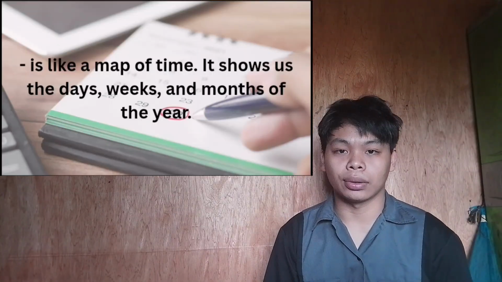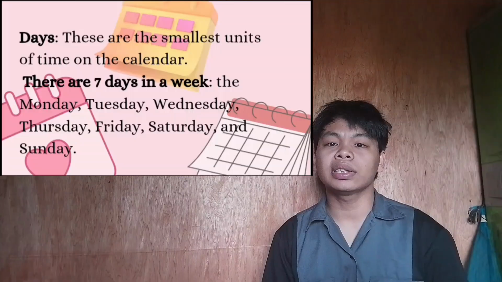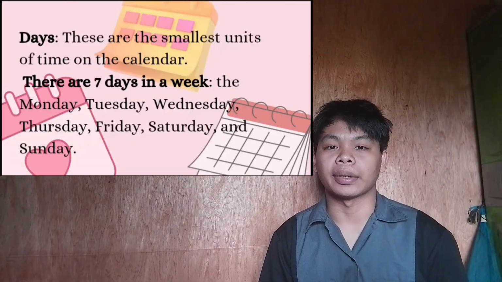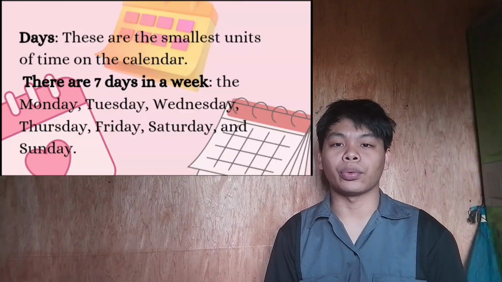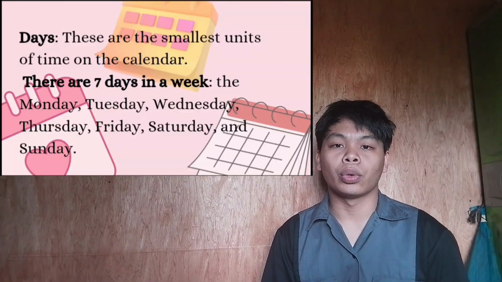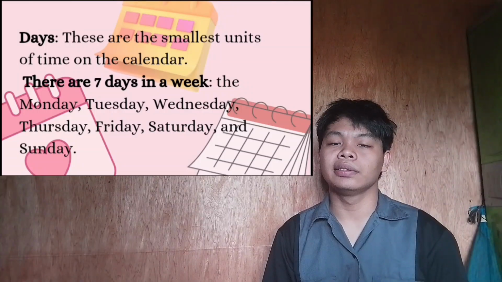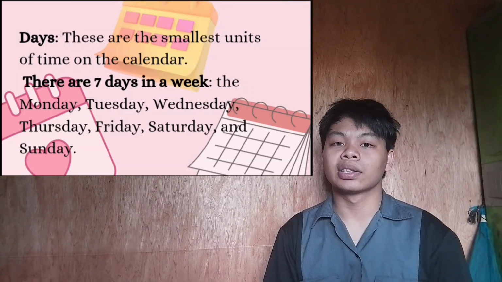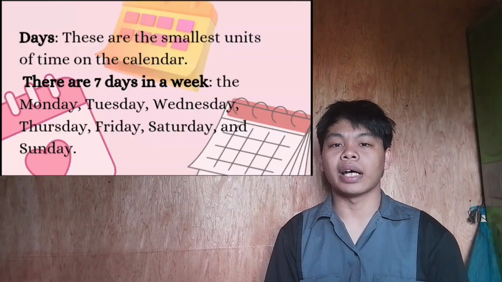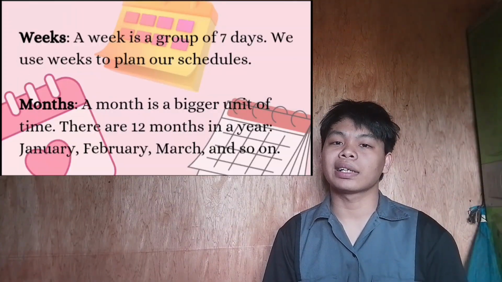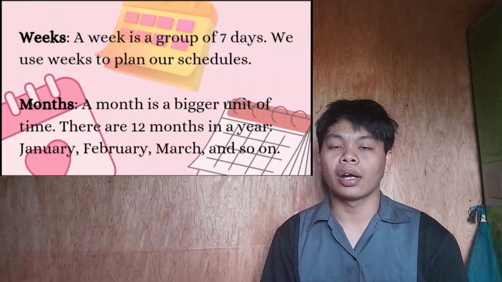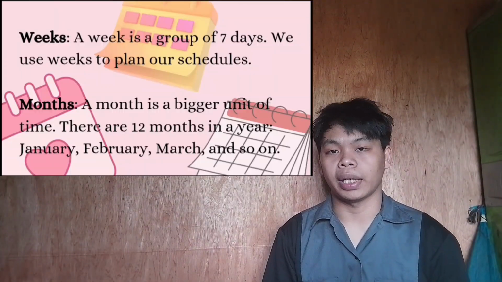So let's take a look. Days. These are the smallest unit of time on the calendar. And there are 7 days in a week: Monday, Tuesday, Wednesday, Thursday, Friday, Saturday, and Sunday. So next is the week. A week is a group of 7 days. We use weeks to plan our schedules or appointments.